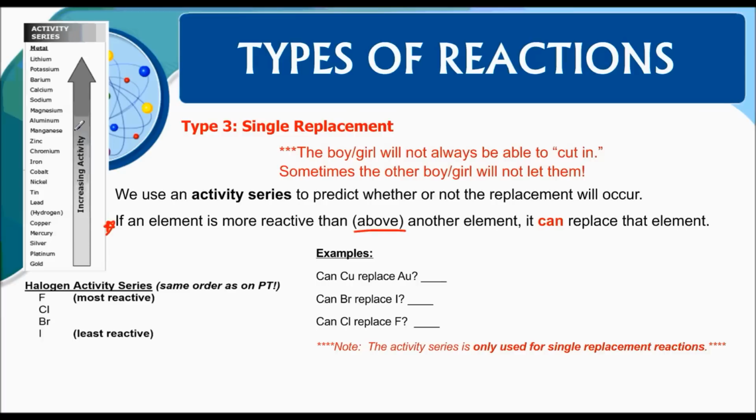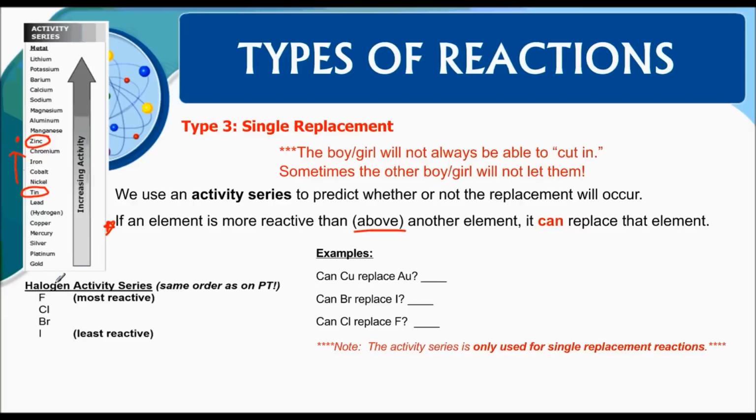So here's our activity series. This is not something that needs to be memorized. I will actually give this to you. For example, if we are trying to see if zinc will replace tin. Yes, it will. Zinc will replace tin because it is higher, meaning it's more reactive on the list. So as long as it's above the other element, it can replace. But if tin was trying to replace zinc, because tin is below it, the answer would be no reaction. This actually is not possible.